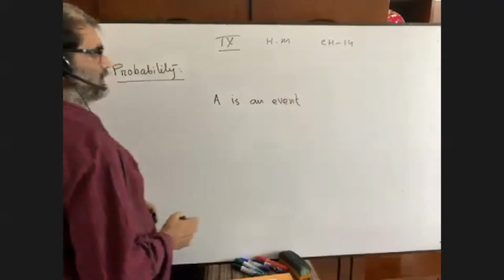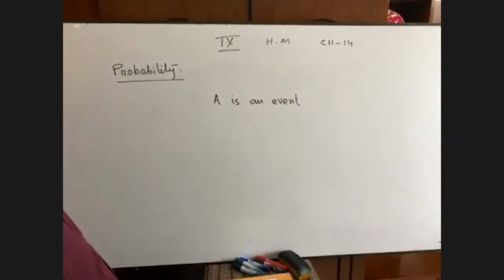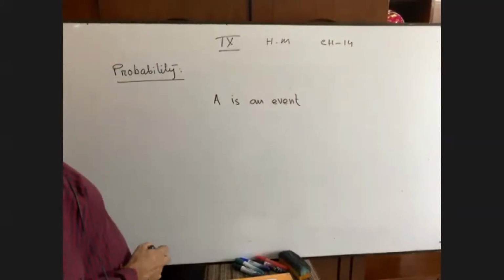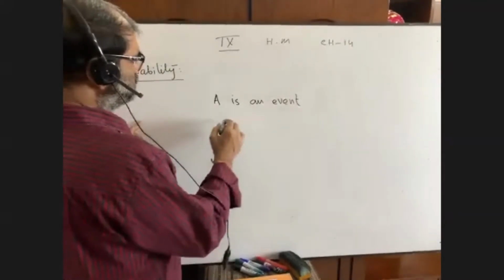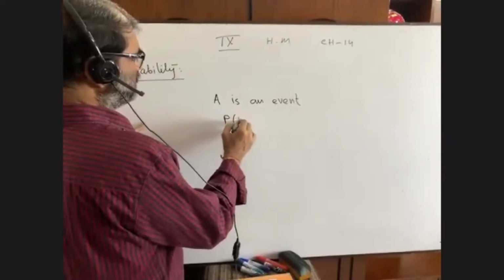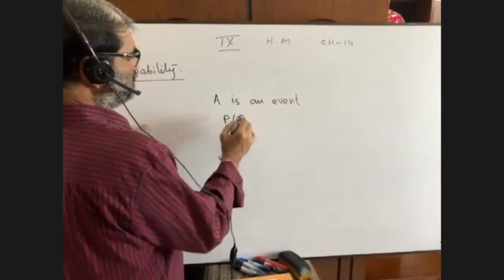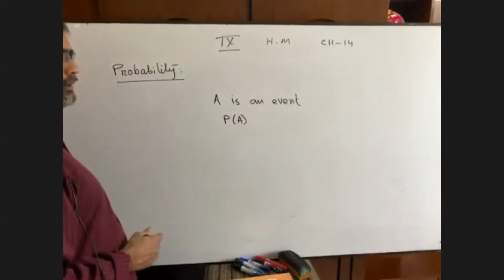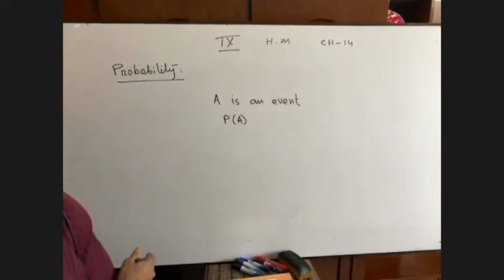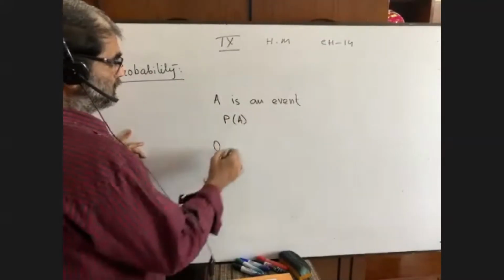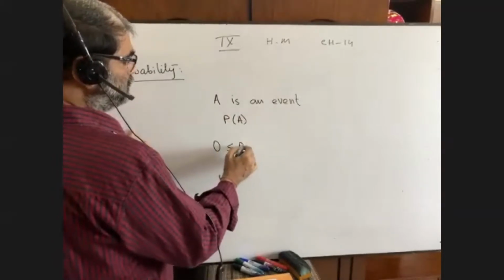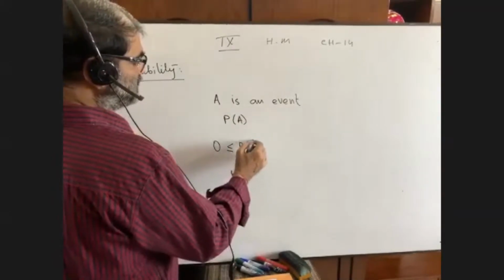A is an event. Okay. So its probability would be P of A, P for probability. Its minimum value is 0. Maximum value is 1.